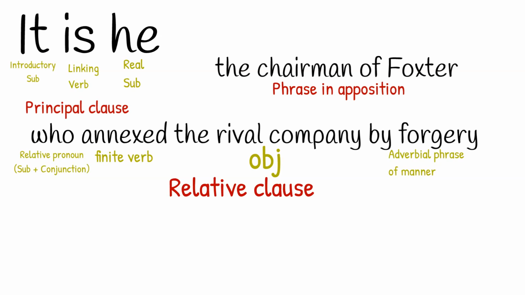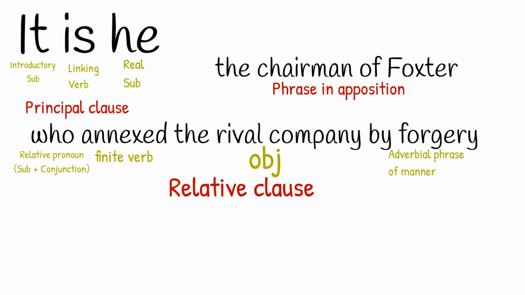Now, by is a preposition here. And any preposition must have its object. Here forgery is a noun and it acts as the object of the preposition by. So the phrase by forgery modifies the finite verb annexed. One can think about how it can modify. If anyone asks how he annexed the rival company, the answer will be by forgery. So this phrase is the reply to how. So it acts as an adverbial phrase of manner.